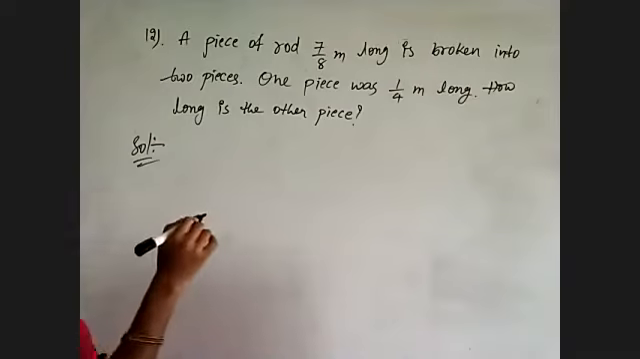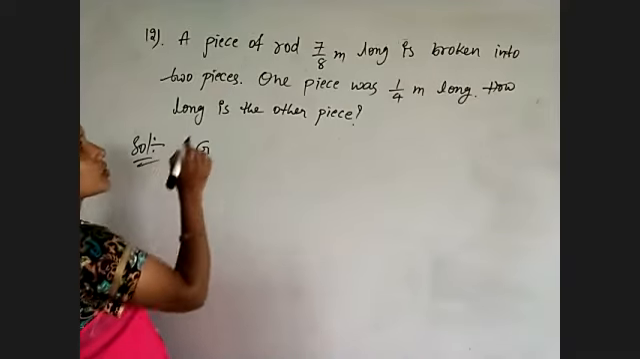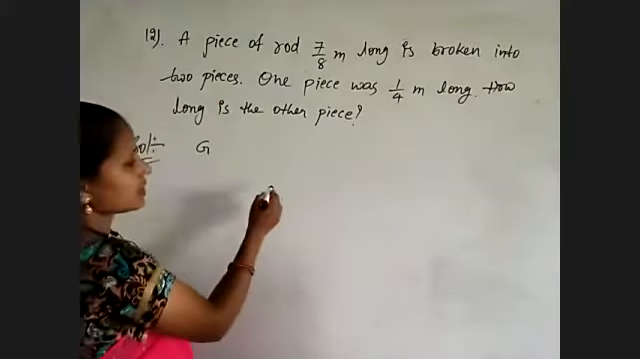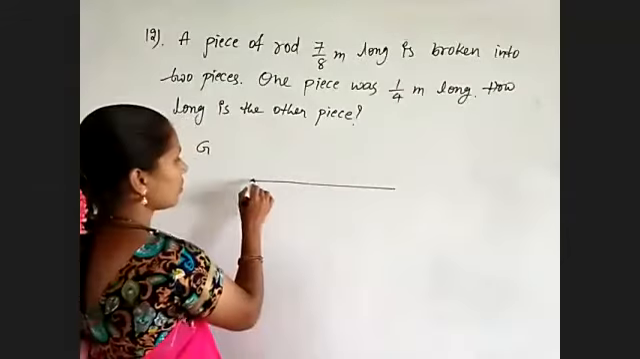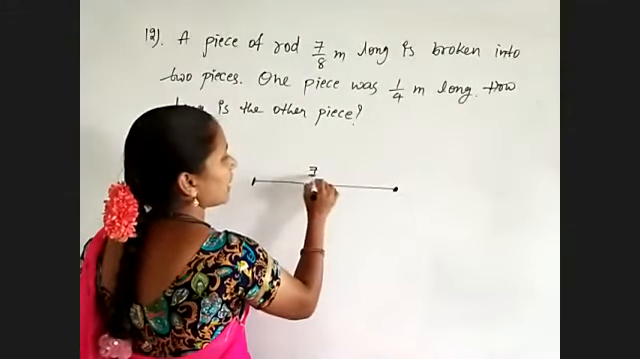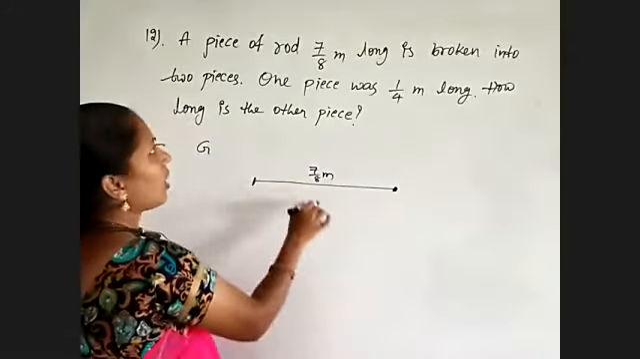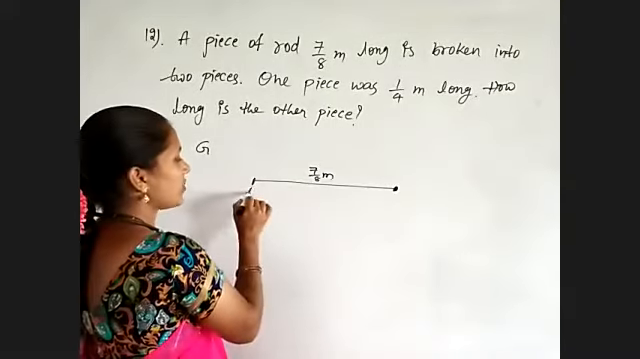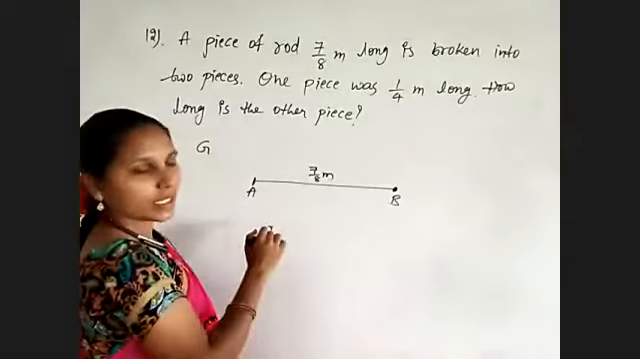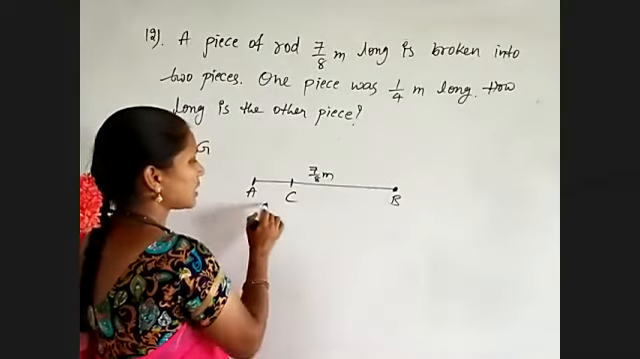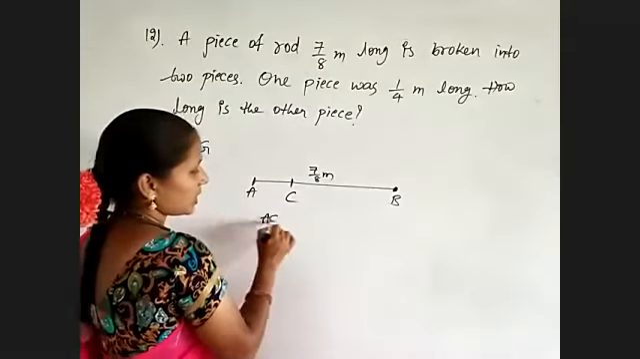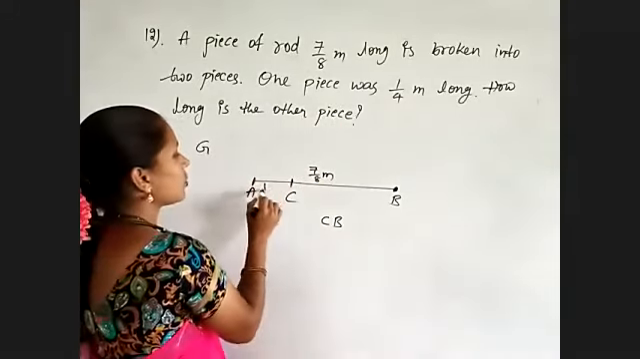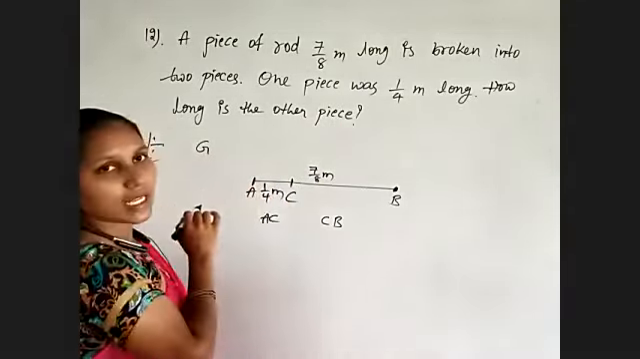Now observe the question given. A piece of rod 7 by 8 meters long is broken into two pieces. Suppose this is the rod, and its length is given as 7 by 8 meters. Suppose AB is the total length of the rod, and it is divided into AC and CB. AC is one piece and CB is another piece, and the length of one piece is 1/4 meters. Then what will be the length of the other piece?